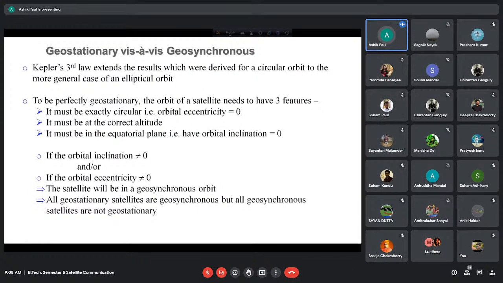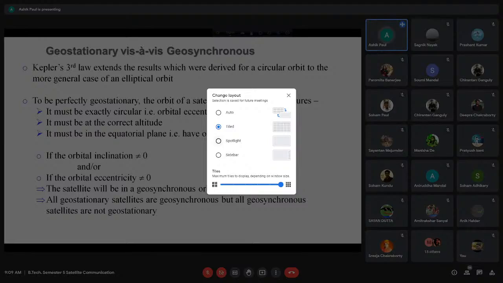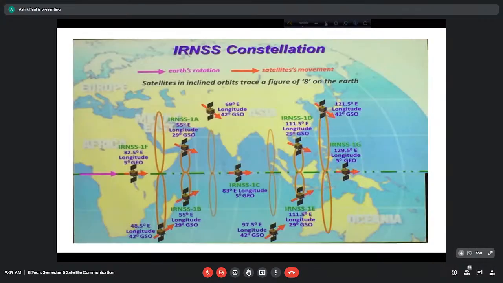So I think in the last class we had talked at the end about the differences that exist between geostationary and geosynchronous satellites, and how from Kepler's third law we could find out the factors which differentiate a geostationary satellite from a geosynchronous satellite. As an example, we had considered the Indian Regional Navigation Satellite System, IRNSS, and we had seen that it is a constellation which comprises both geostationary satellites like these ones, which are on the geographic equator marked by the green dash and dots, as well as geosynchronous satellites, which are off the equator.